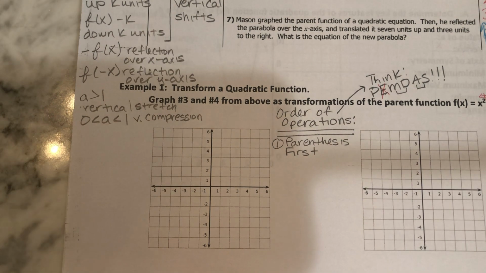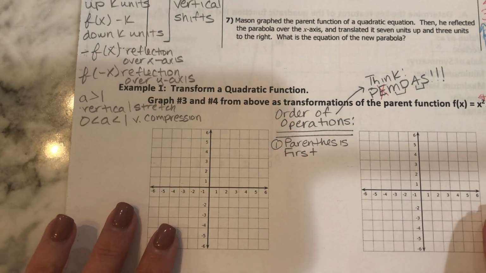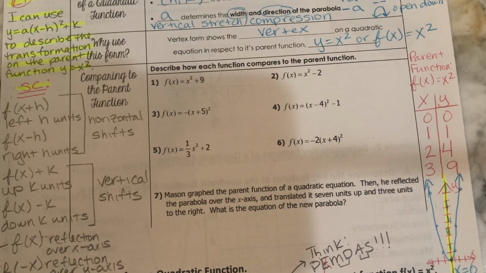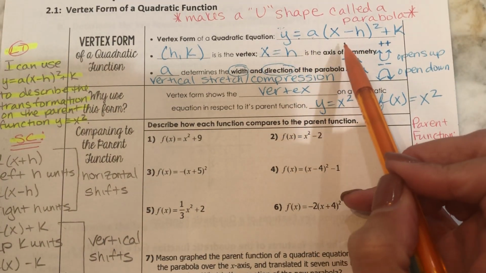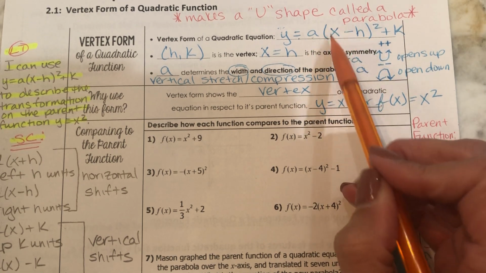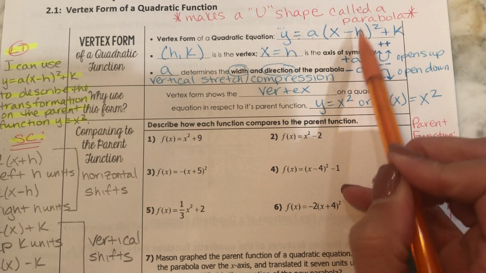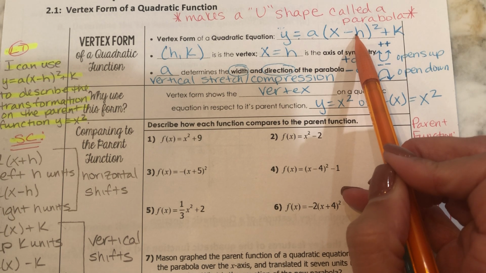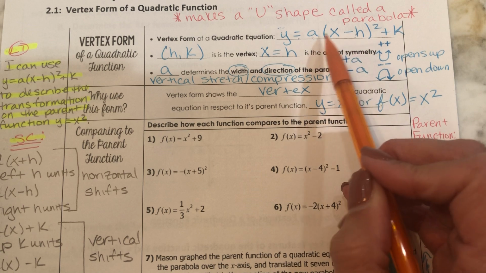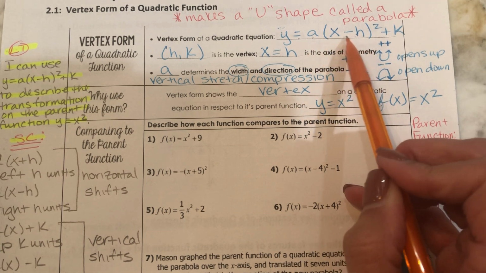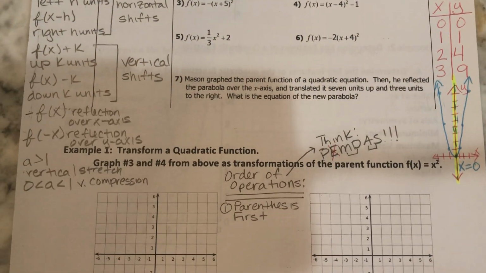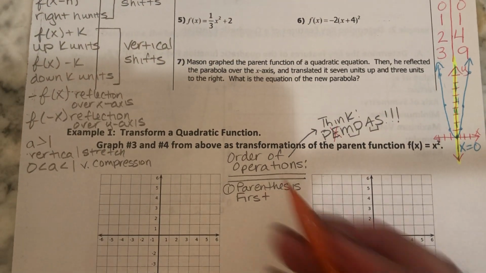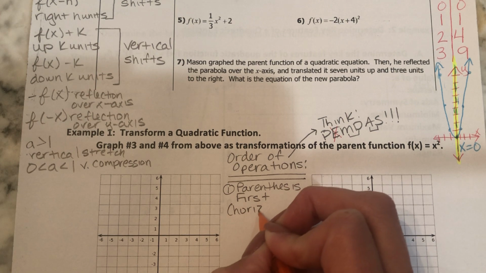So parentheses. All right, let's go back here, all the way up to our vertex form. What's in the parentheses? The H. So in the parentheses, that's telling us if the parent function is moving left or right. So those are our horizontal shifts. So parentheses first, look inside the parentheses to find your horizontal shifts.